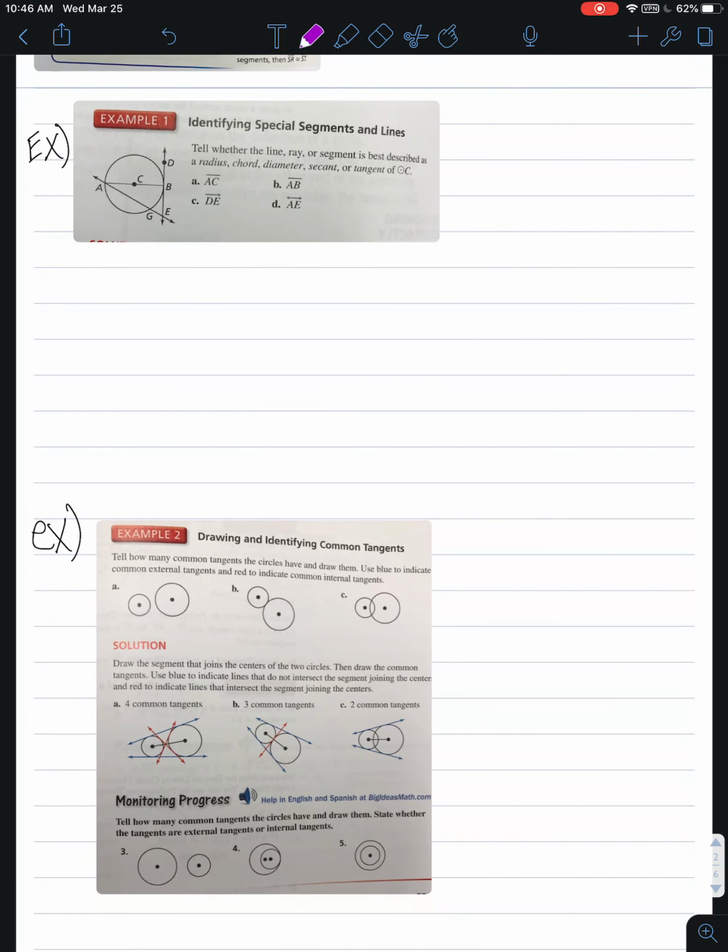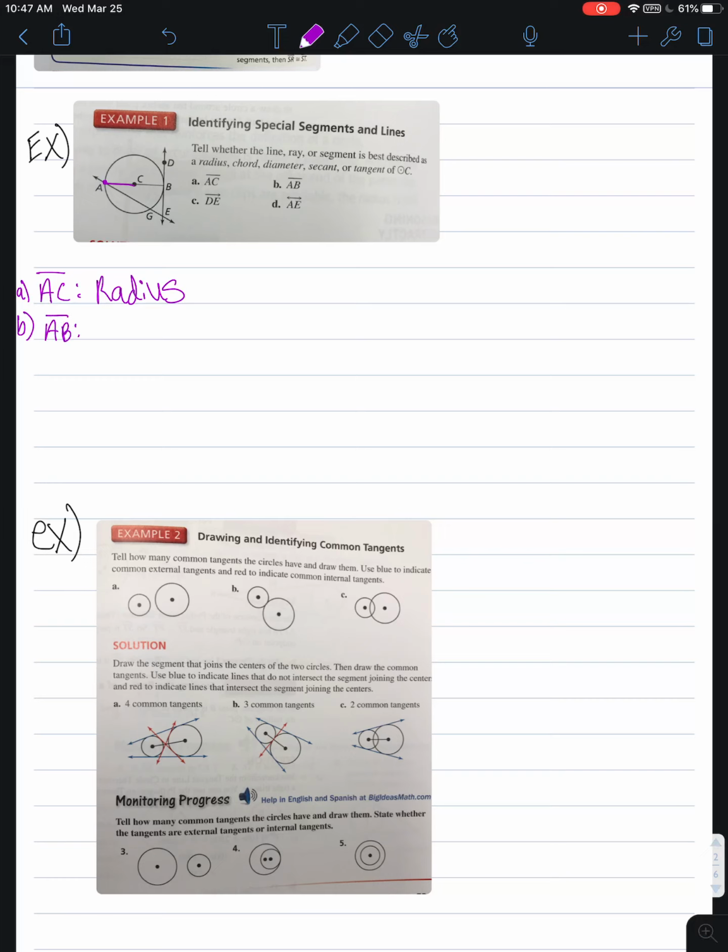Okay, so moving down here, in this first example, it's going to ask us to tell whether the line, ray, or segment is best described as a radius, chord, diameter, secant, or tangent of circle C. Okay, so starting with segment AC, first of all. Now we'll see segment AC is this right here. It's going from the center C to a point that is outside on the circle. The only way that is possible is if that AC was a radius. And I'm sure you probably would have seen that.